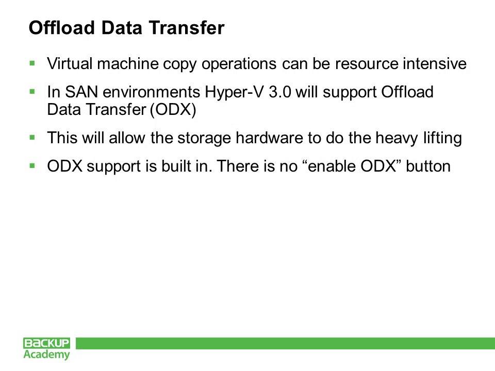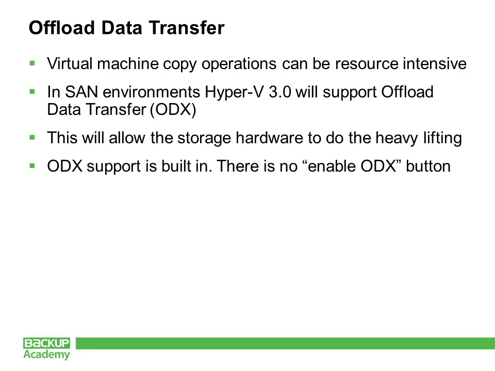Another cool feature is offload data transfer support. If you really stop and think about the nature of virtualization, it's that a single physical host can accommodate multiple virtual workloads, but the flip side of that is that all of those virtual workloads have to share a finite amount of hardware. So the virtual machines have to be configured in a way that prevents any one virtual machine from consuming excessive hardware resources. One of the problems with this is that certain operations tend to be resource intensive, specifically copy operations. So normally when you do a file copy, you're generating a lot of disk I/O. But in a SAN environment with Hyper-V 3.0, it's possible to offload copy operations to the SAN hardware using offload data transfer, or ODX as it's often referred to.